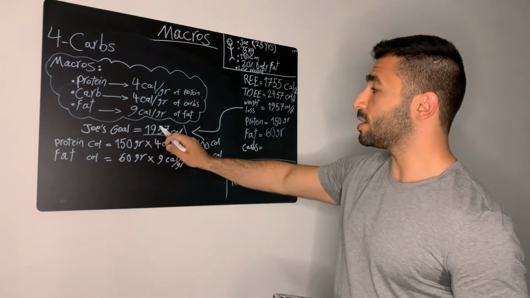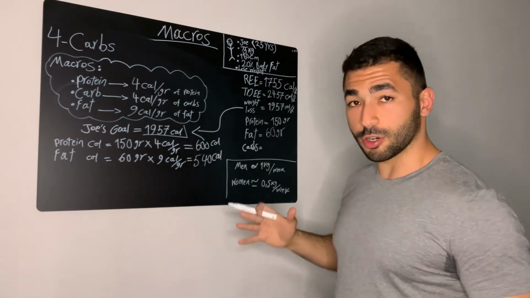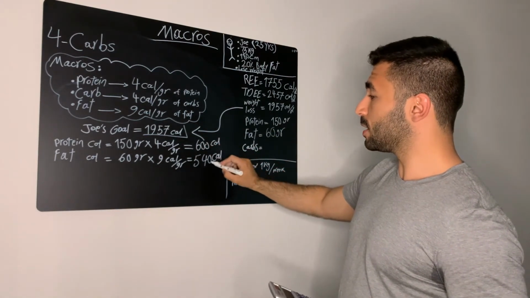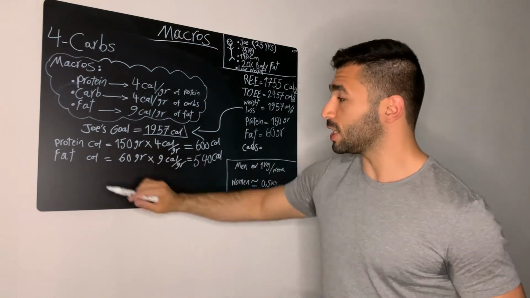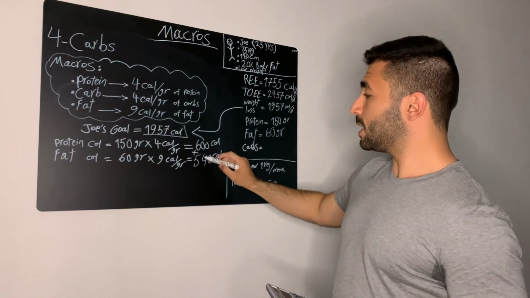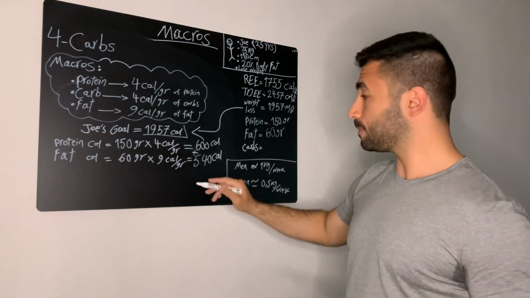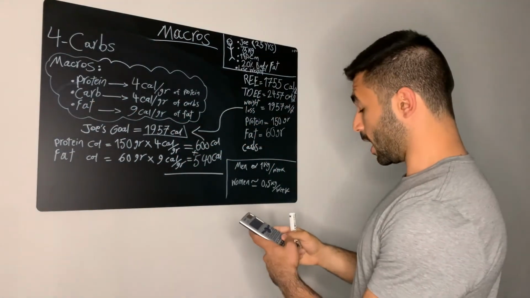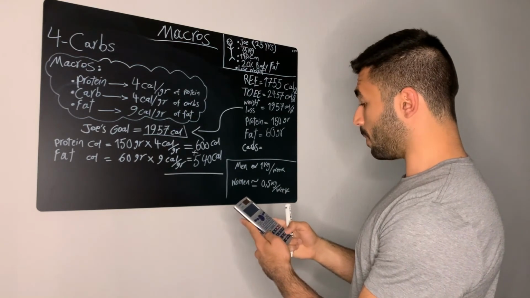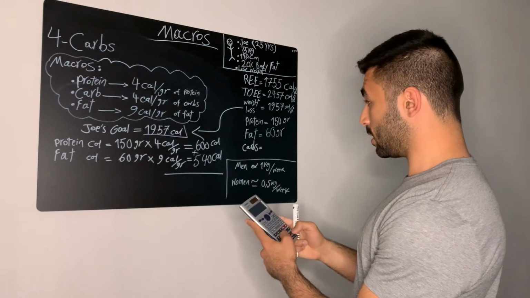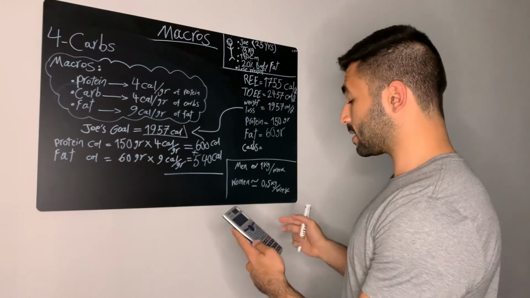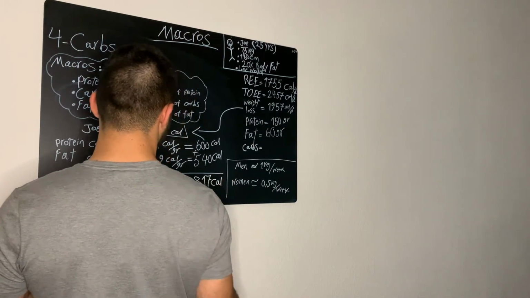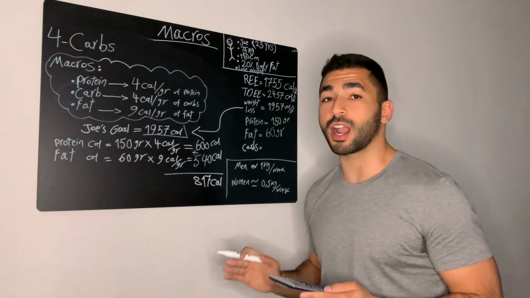What was our goal? 1,957 calories, right? This is our goal for losing weight for Joe. Now, we have 600 calories and 540 calories for protein and fat. Now we're going to subtract these two from that number, which is 1,957 minus 600 minus 540, which is going to give us 817 calories of carbohydrates.